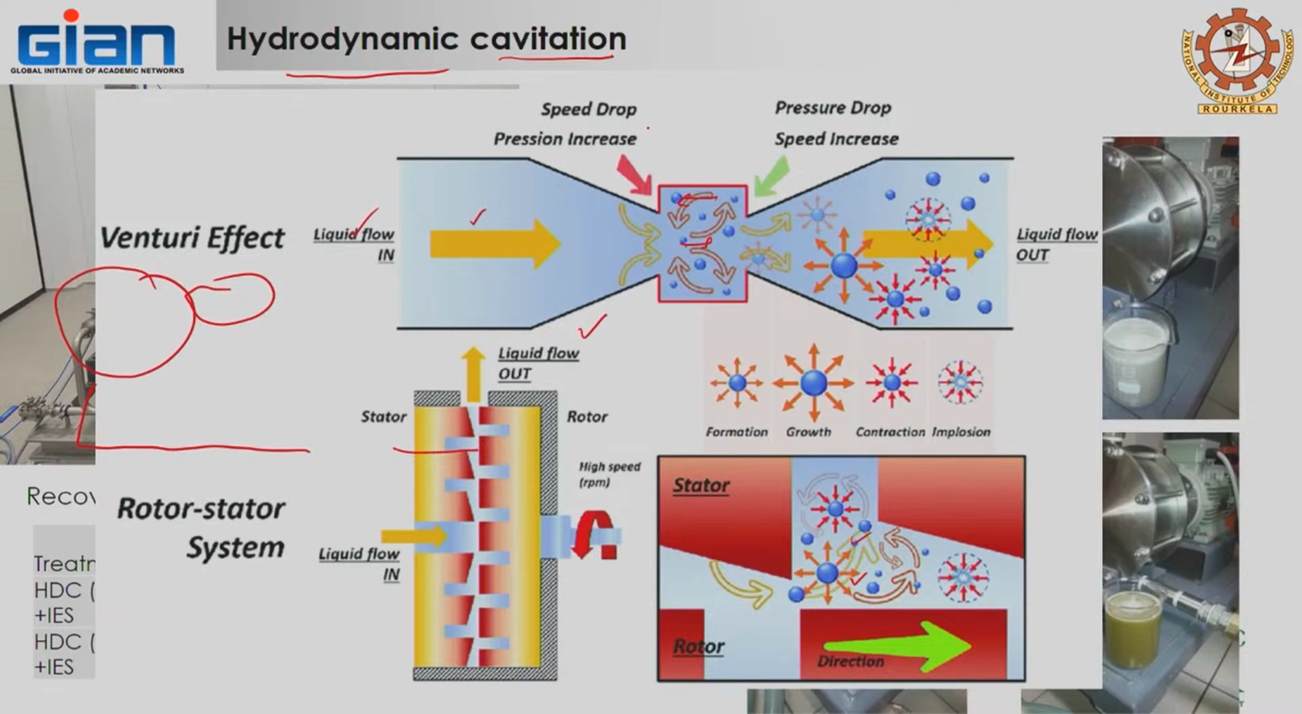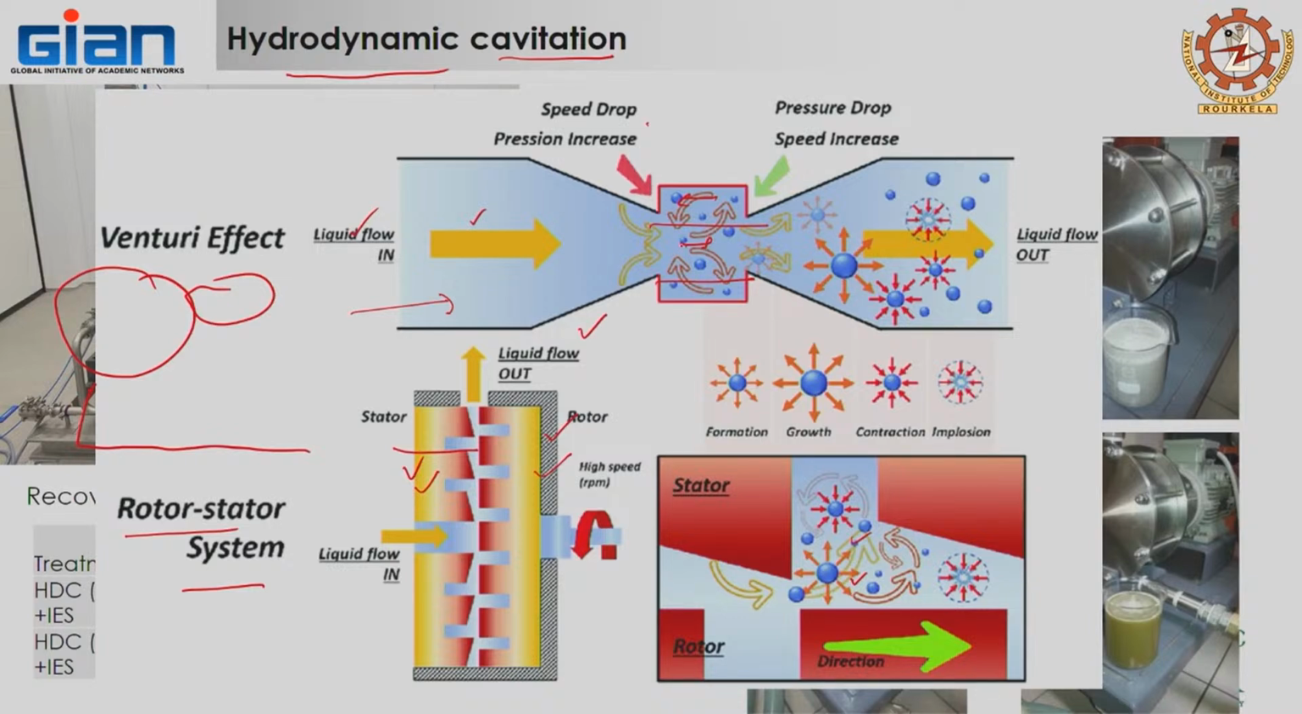And the way it works is either it is a rotor and stator, this is static, this is moving, or this is moving, this is static, or both are moving in different directions. A number of different configurations are there. Another type of cavitator is the venturi type, that means liquid is flowing through and you have a tiny constriction over here. Because of that, it produces the cavities.